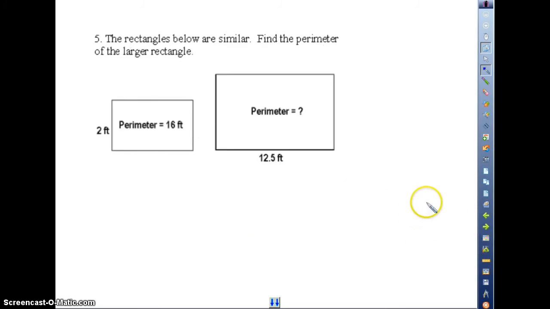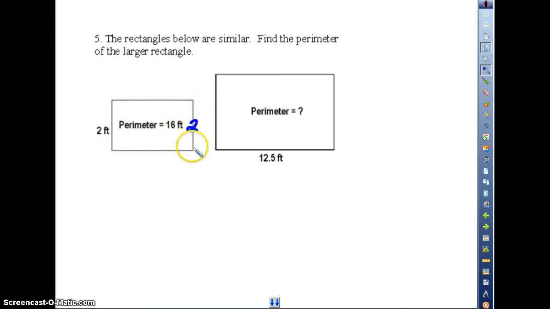Number 5. The rectangles below are similar. Find the perimeter of the larger rectangle. And they sure don't give you much to go off of here, do they? No, they really don't. If this side length over here is 2, then I know this side length over here has to be what? Yep, that has to be 2. And 2 plus 2 is 4.